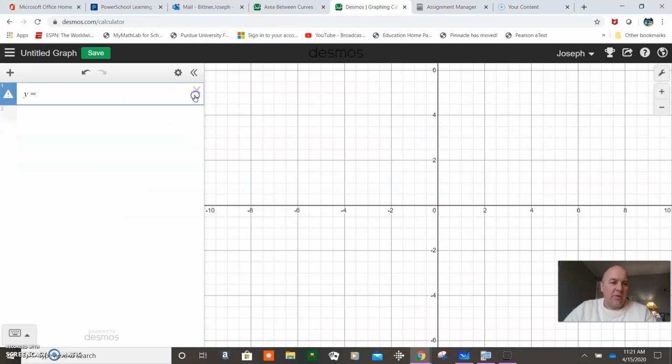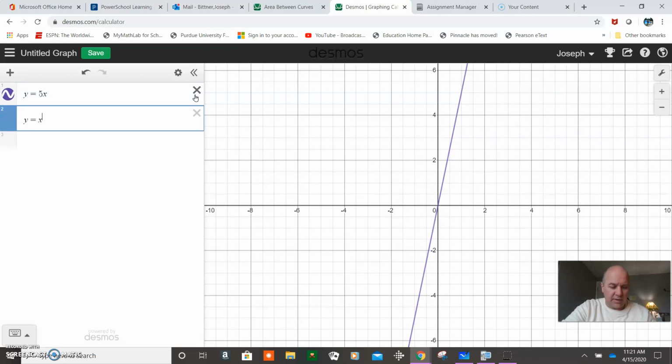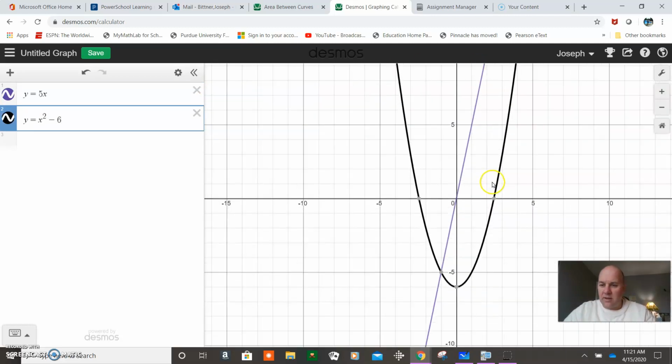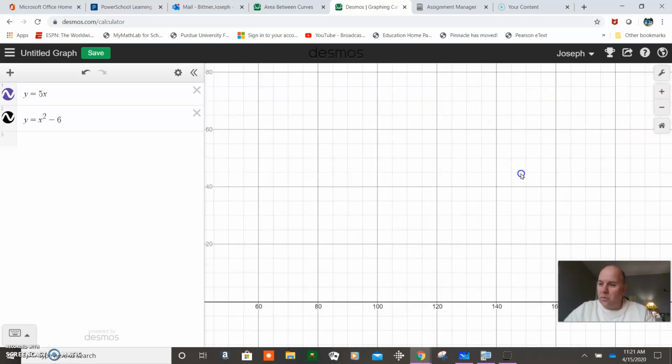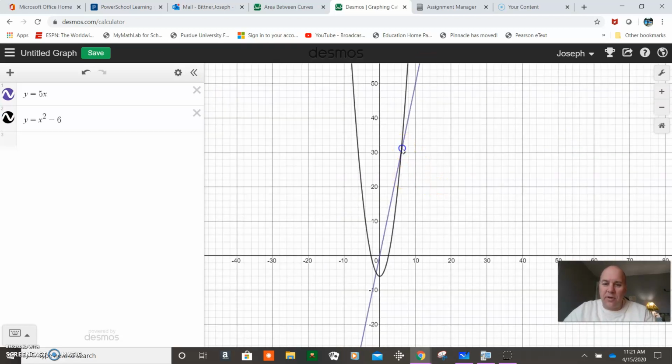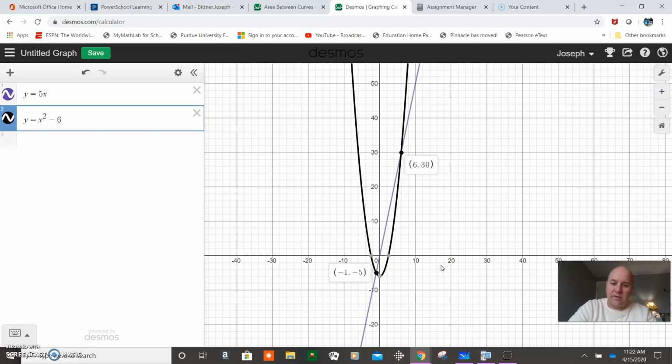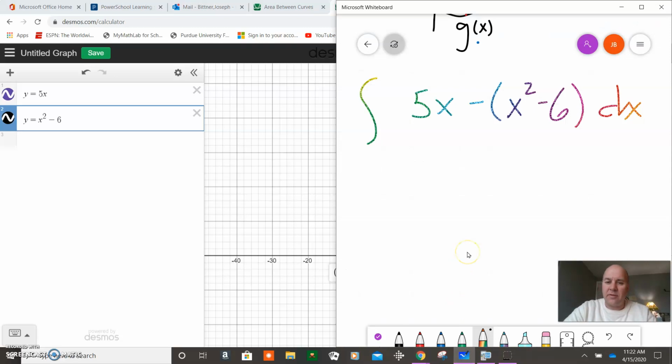Let me clean this up here. If I remember the equations, the first equation was 5x. The second equation was x squared minus 6. Now if you look at this, I can find the intersection points just by clicking on that point and that point. Since this is with respect to x, I just want to go from the left side x value to the right side x value. So in this case, from -1 to 6. The y values won't have any importance here, so don't worry about them. So going back to this, it'll be from -1 to 6.